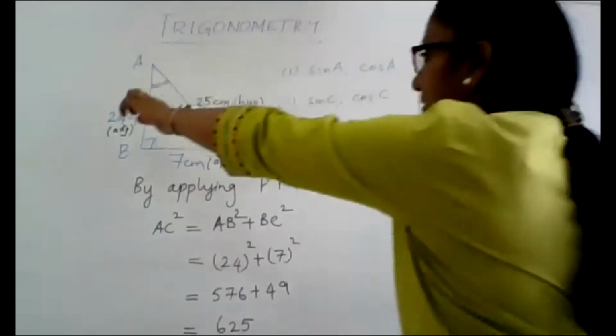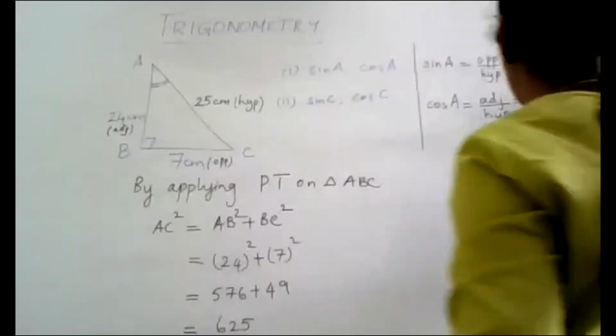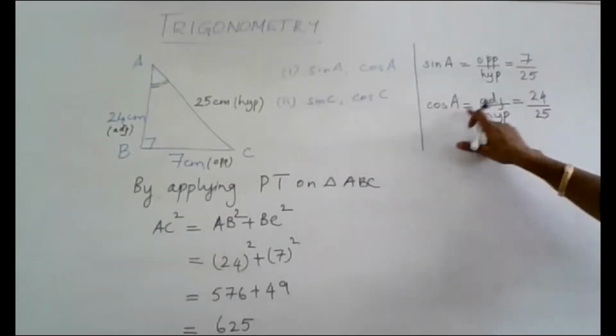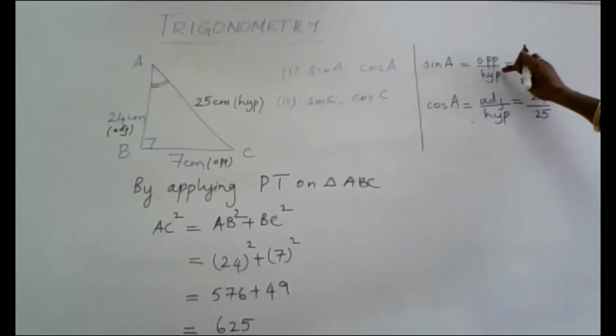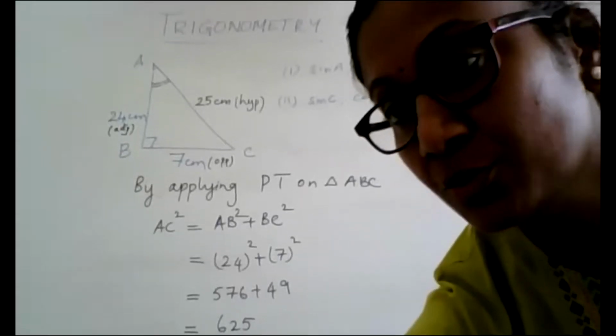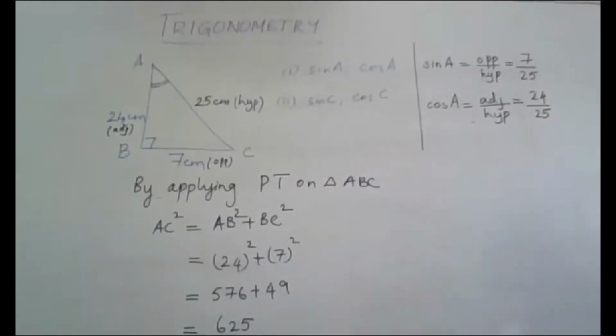So which is the adjacent side for angle A? It is 24. And the hypotenuse is 25. So cos of angle A is 24 by 25. Please always write the ratio and then substitute the values. Don't directly jump here. You will not know how you have done it. And once you recall it, it is always better.